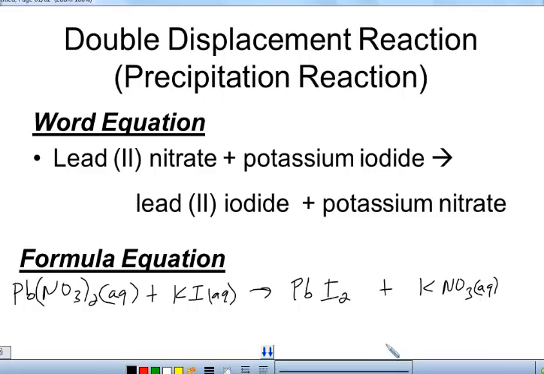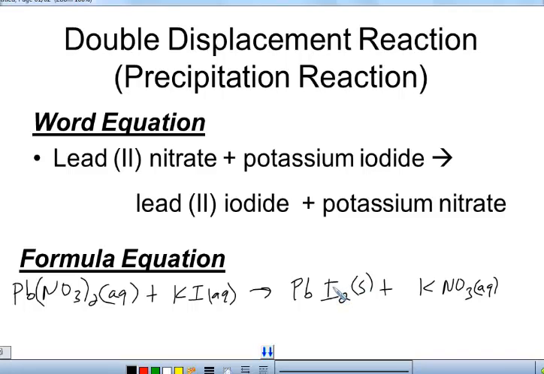I can tell you from doing this demo, where we start with 2 pretty clear liquids, that we made a really bright yellow precipitate. And that bright yellow precipitate is this lead 2 iodide. So that is a solid. Even though it's not on page 437, lead iodide is not soluble in water. So I know that's a solid.